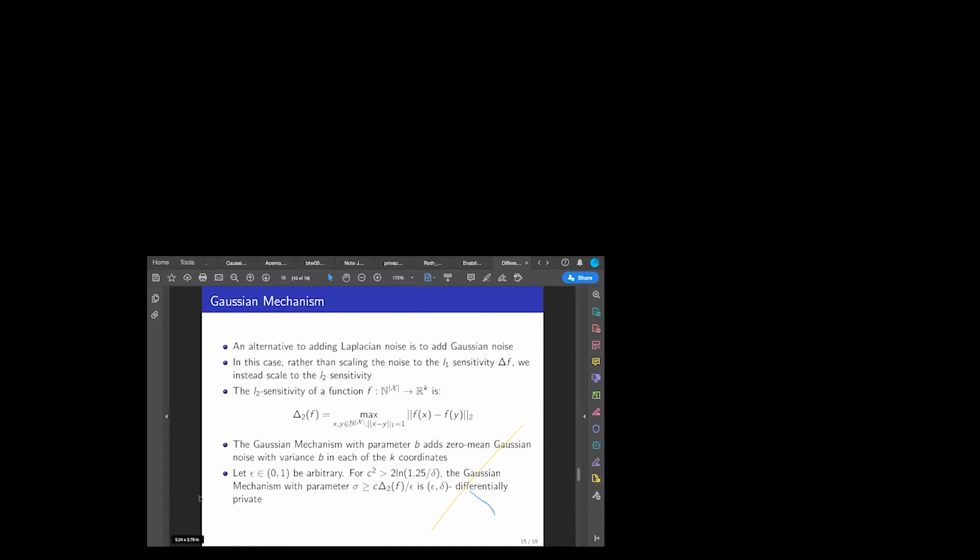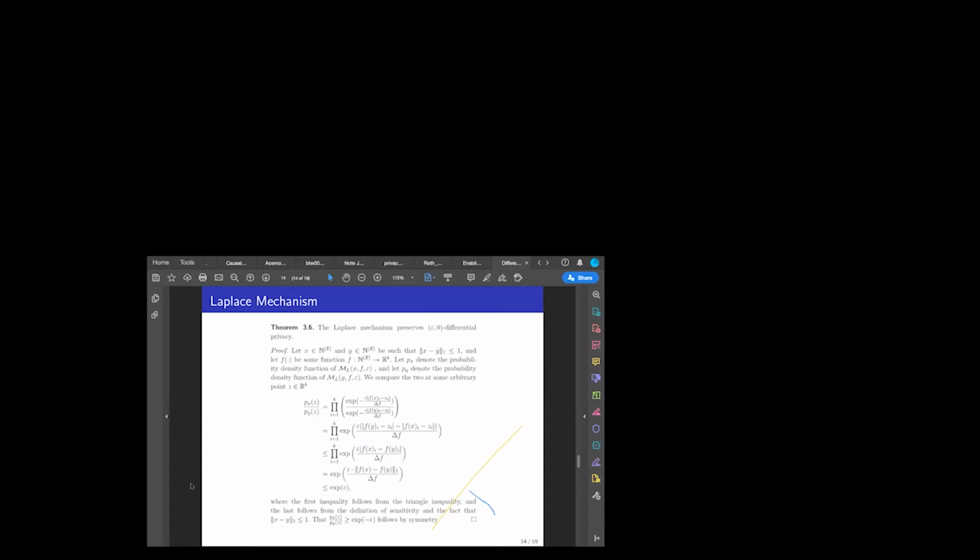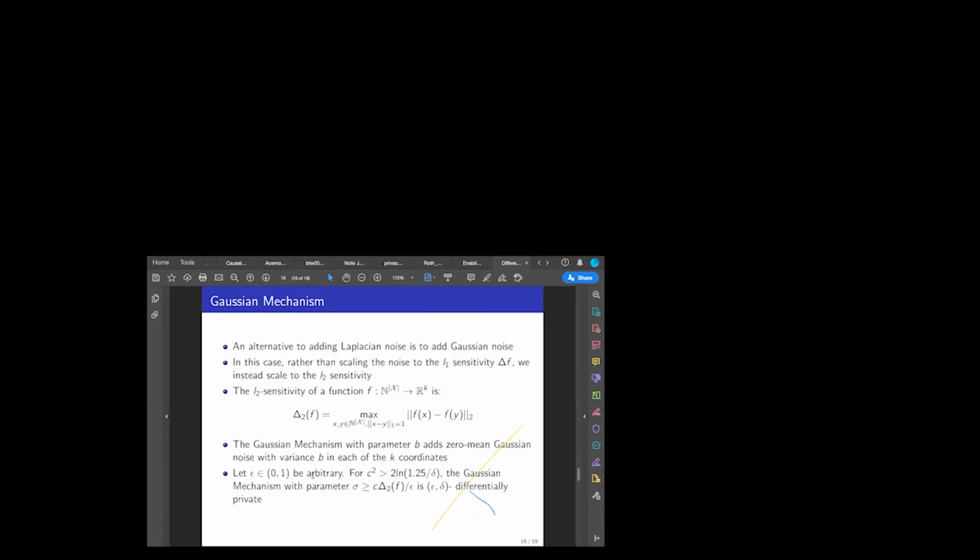One observation you need to make is that the Laplace mechanism gives you pure differential privacy, as in delta is equal to 0. But in this case, you cannot obtain that. The Gaussian mechanism gives you approximate differential privacy, which means that with delta probability, the mechanism is not differentially private, or it's not outputting data which is differentially private.